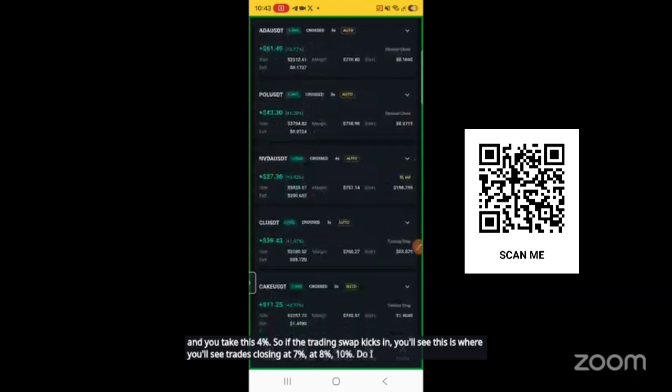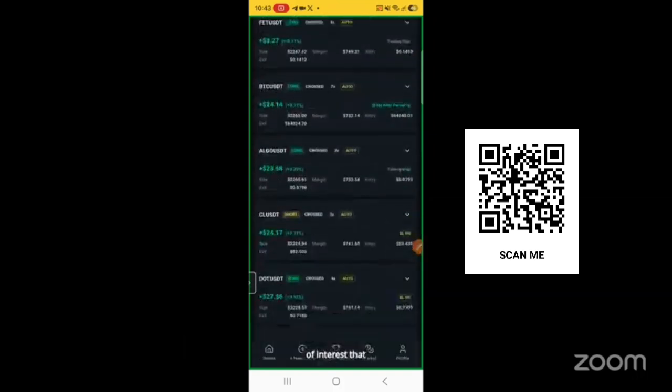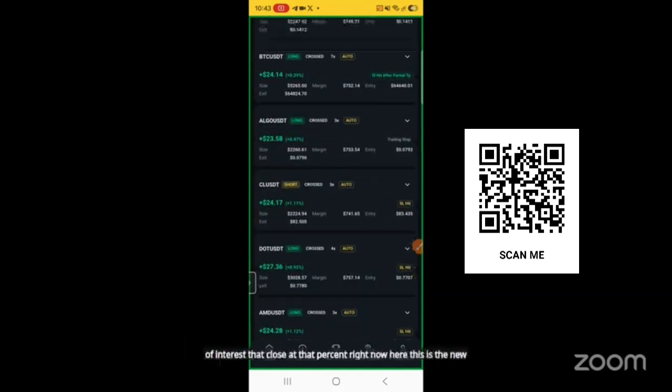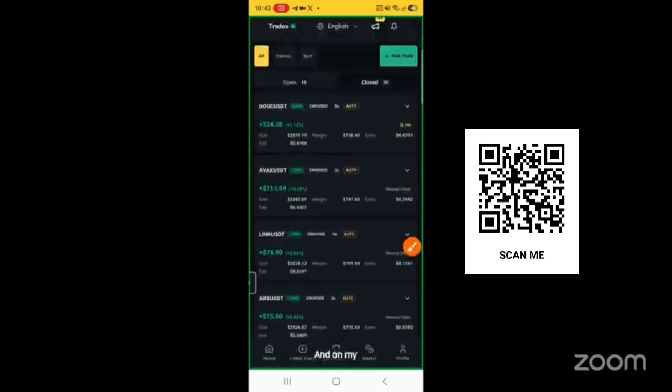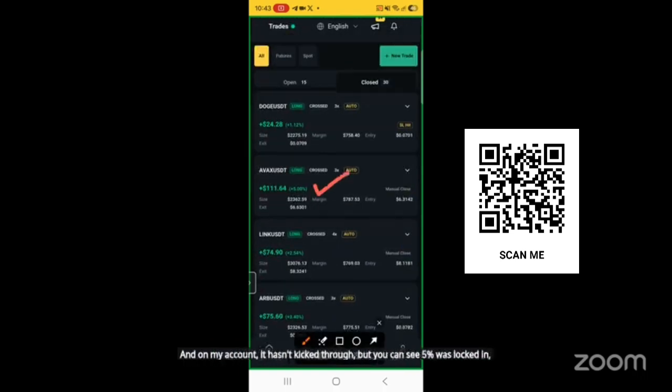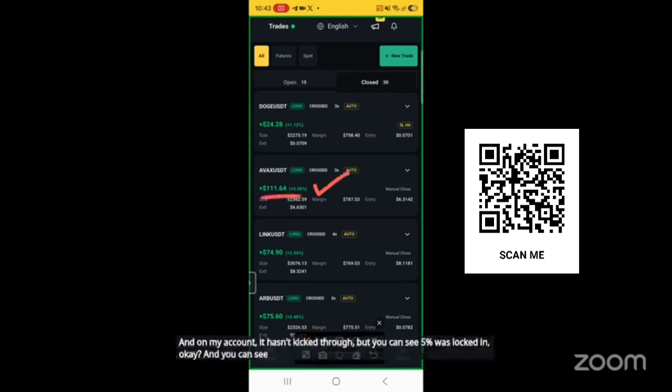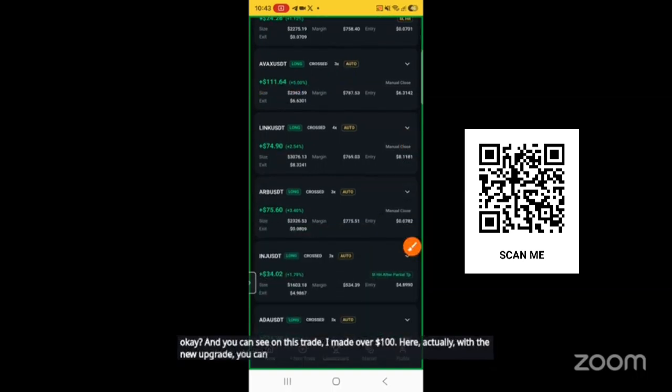Do I have any trades that close at that percent right now here? This is the new upgrade, and on my account it has kicked through. But you can see here, 5% was locked in. And you can see on this trade, I made over $100. Here, $74.